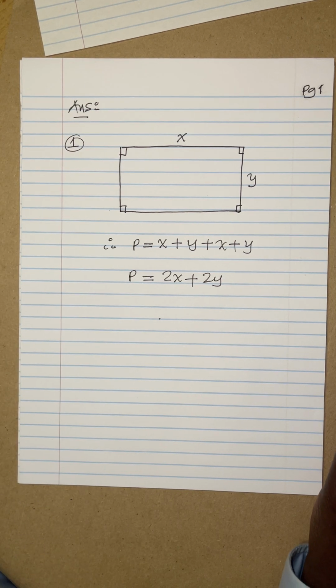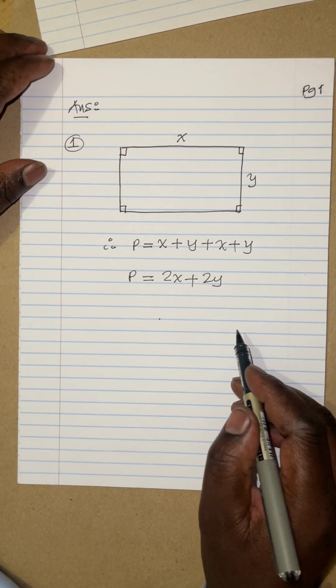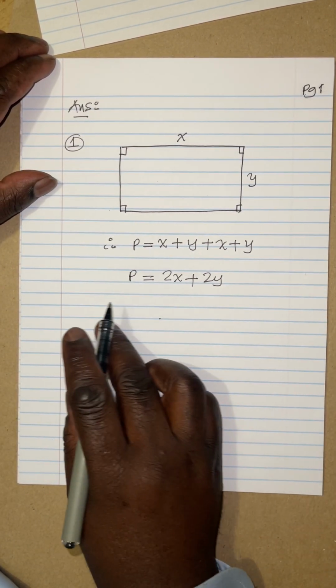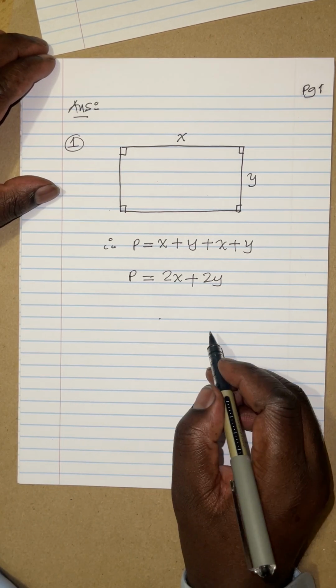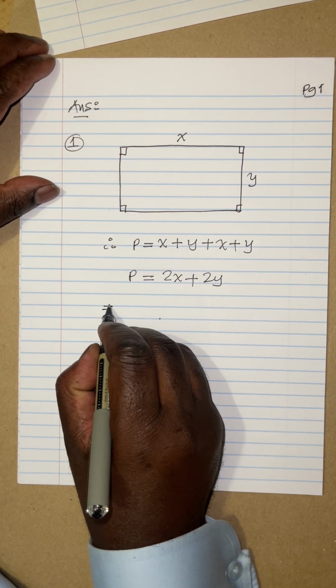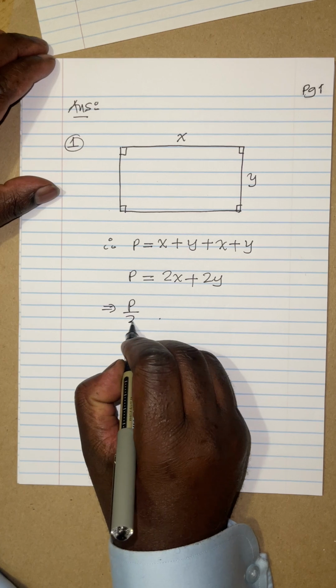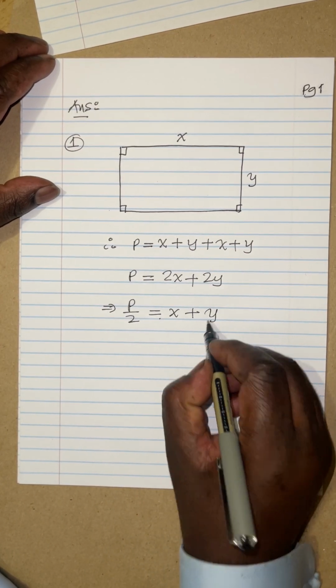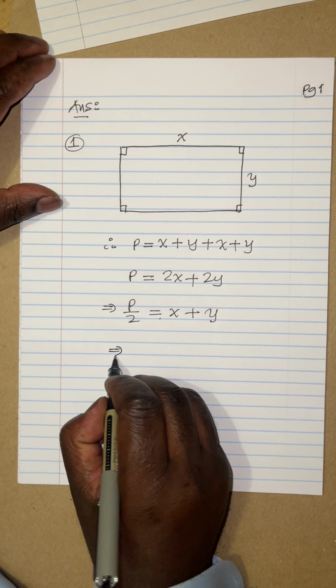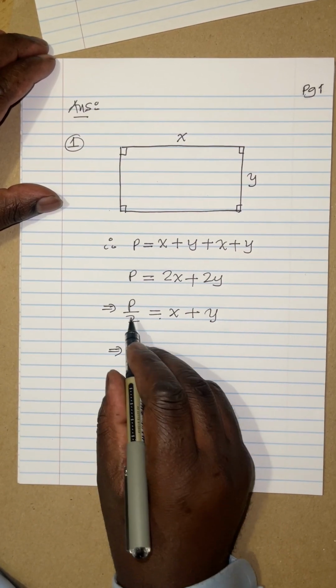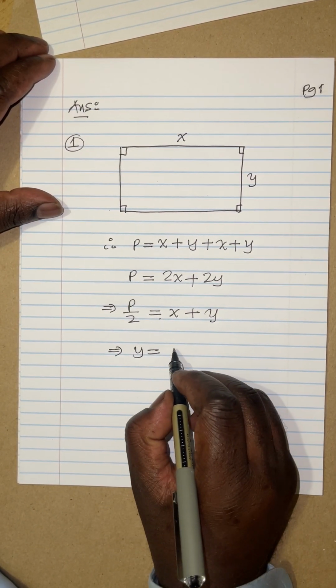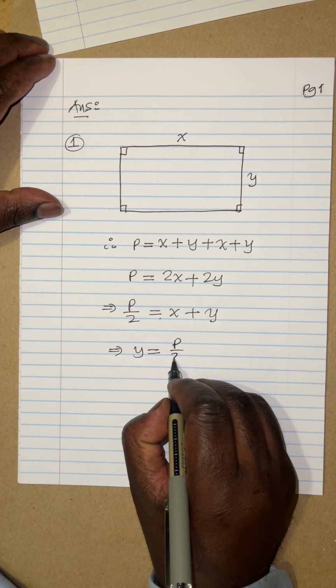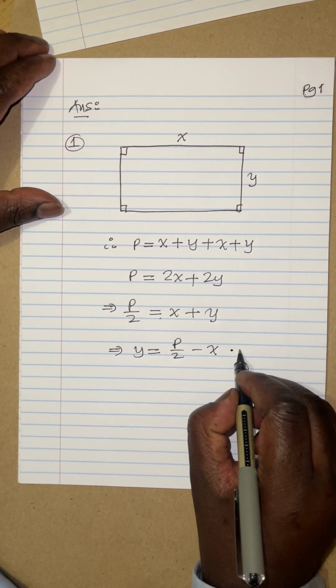Now, if I want to make y the subject of the formula in this one, I'm going to have to divide by 2 throughout. Term-wise division coming up again. So this implies that p over 2 will be equal to, divide by 2 here, you get x, divide by 2 there, you get y. Make y the subject of the formula, you're going to get y is equal to, subtract x from both sides, p over 2 minus x. Let's call this equation number 1.